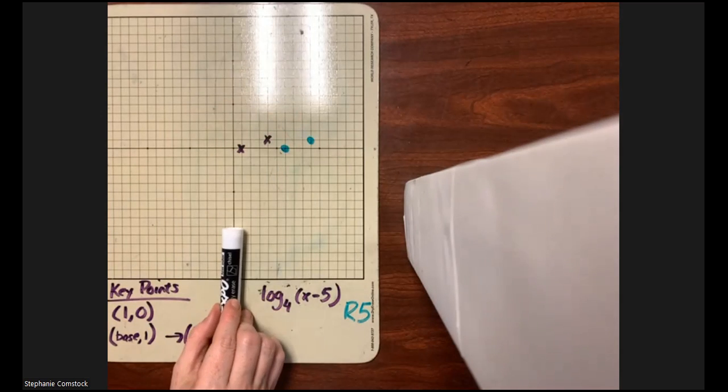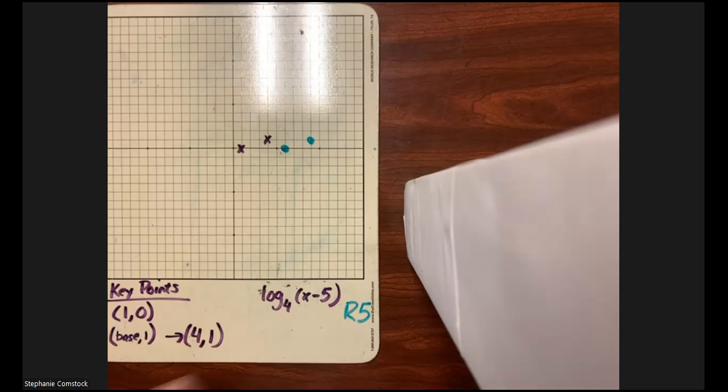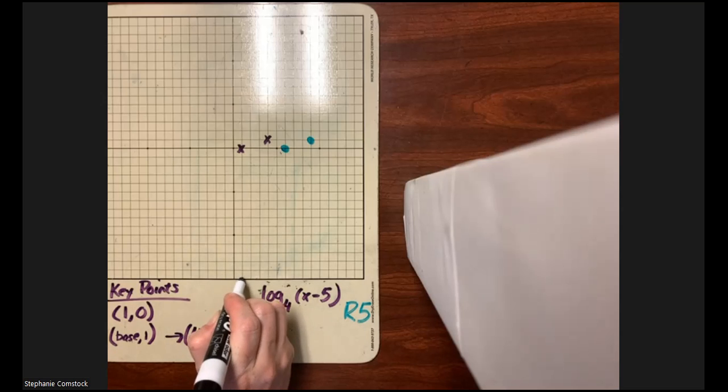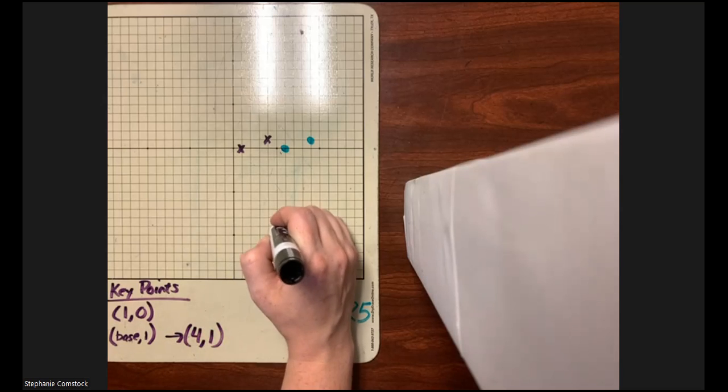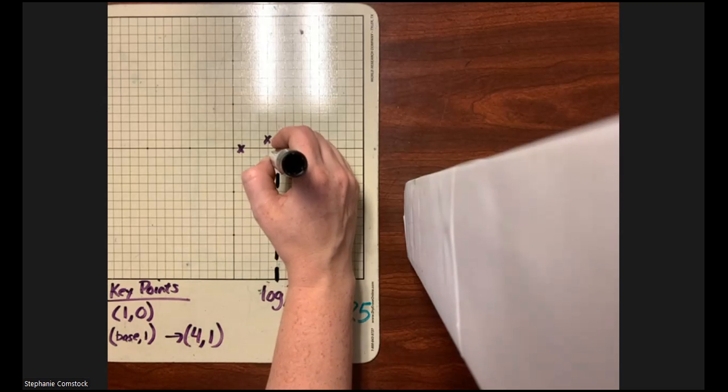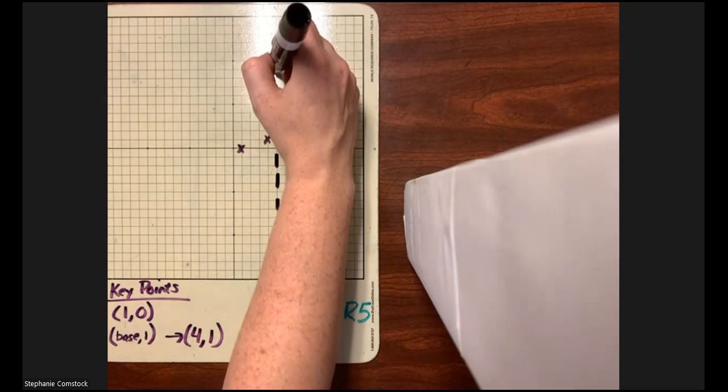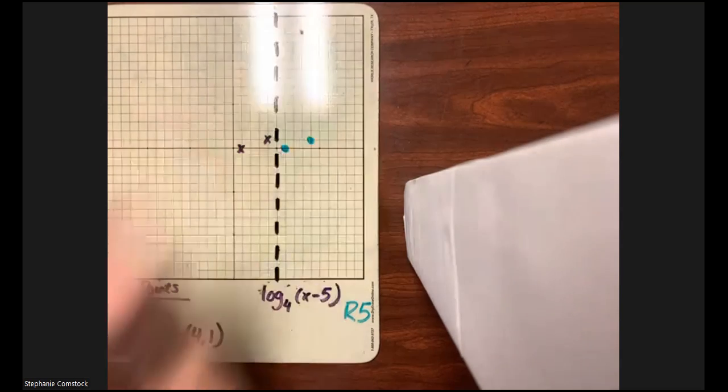Now, we also have a vertical asymptote. That vertical asymptote was sitting right here on the y-axis, so it's got to also move. 1, 2, 3, 4, 5. Okay, so here is my new vertical asymptote. So I'm going to go ahead and draw it in.